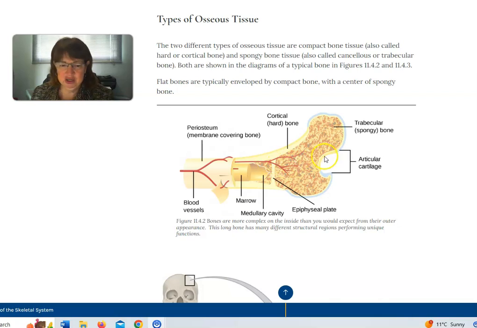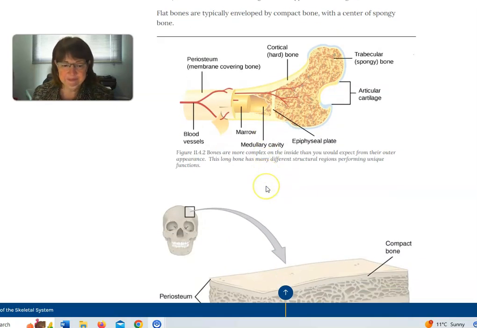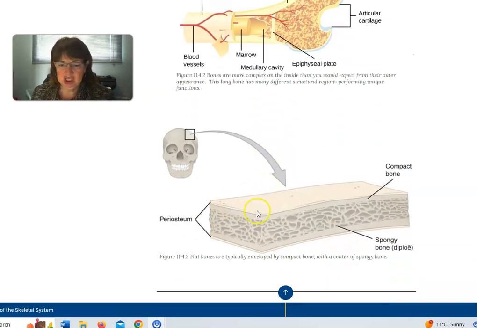Notice that there's a very good blood supply. We'll talk later about something called the epiphyseal plate. This is your growth plate. When you look at your skull, you also have compact bone on the outside and spongy bone on the inside.